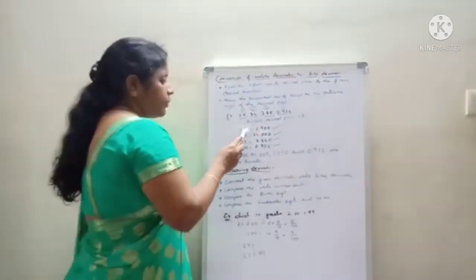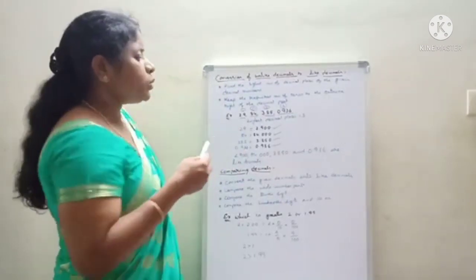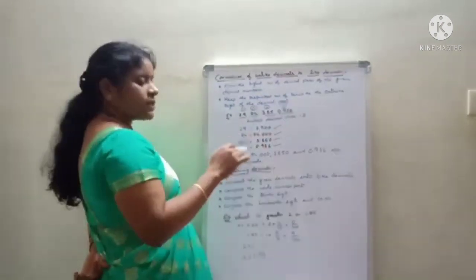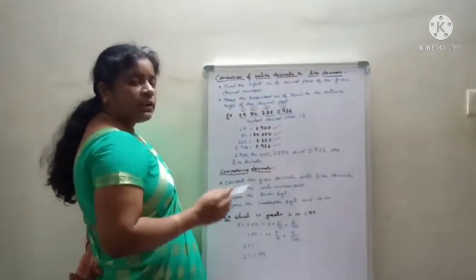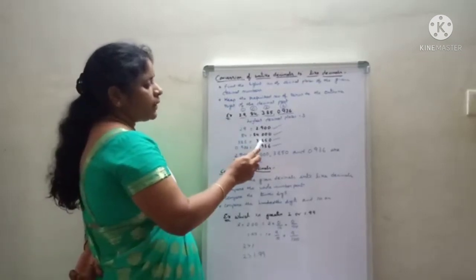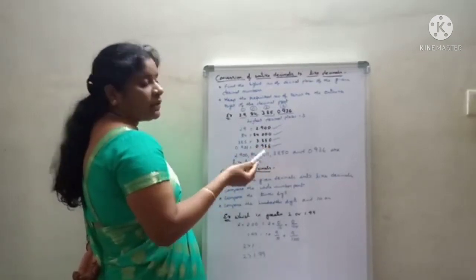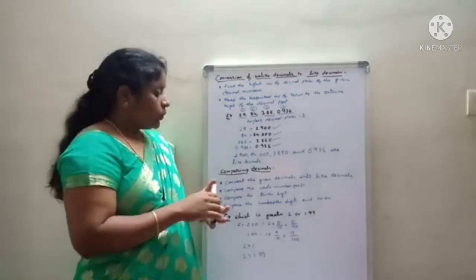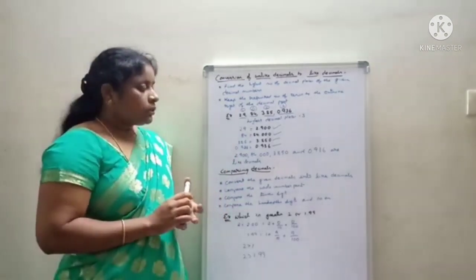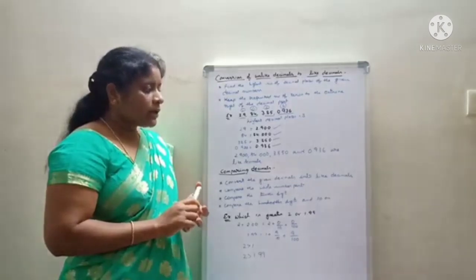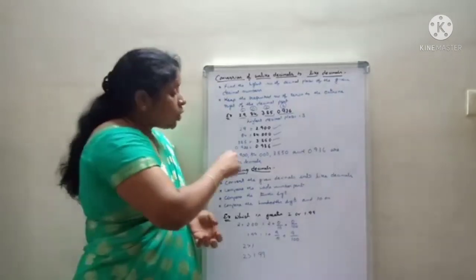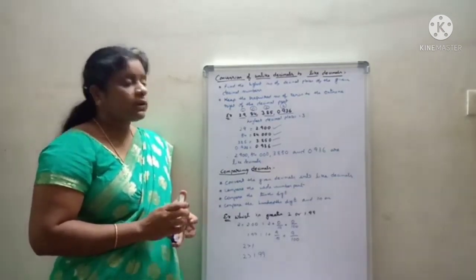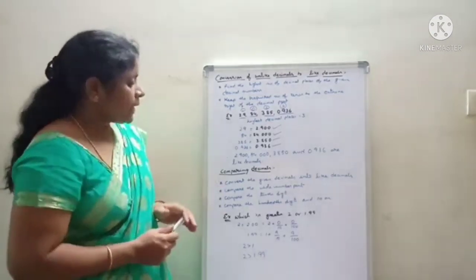So 2.9 means for the remaining 2 places you keep 0, so 2.900. 84 has no decimal place, so keep a decimal point and 3 zeros after it. 3.85 becomes 3.850. 0.936 has 3 decimal places, so there is no problem. Therefore 2.900, 84.000, 3.850 and 0.936 are like decimals because all the decimal numbers have 3 decimal places after the decimal point.